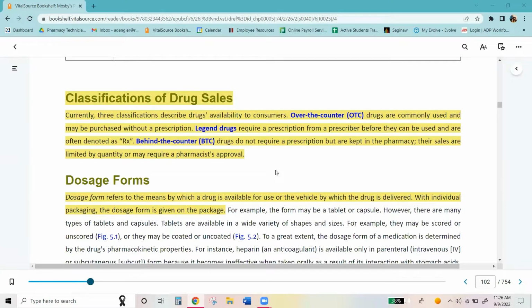Currently, 3 classifications are available to consumers of drugs. Over the counter: those drugs are commonly used and can be purchased without a prescription. Legend drugs, they require a prescription from a prescriber. Those are considered RX drugs or prescription drugs. And behind the counter drugs that do not require a prescription but are kept in the pharmacy, their sales are limited by quantity or may require a pharmacist approval.